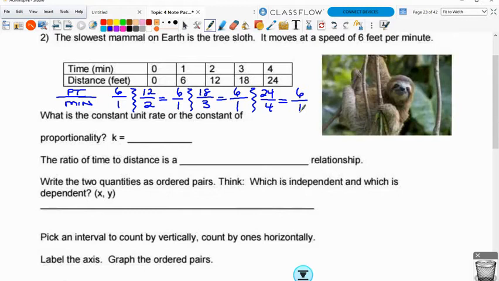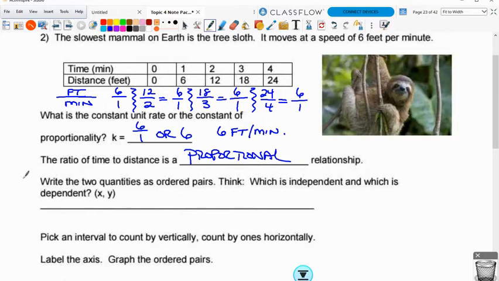So this question asks, what is the constant of proportionality k? K equals 6 over 1, or 6. And it means that the sloth goes 6 feet per minute. That is the unit rate, 6 feet per minute. The ratio of time to distance is a proportional relationship. We had the same constant unit rate, so I know that the relationship is proportional.